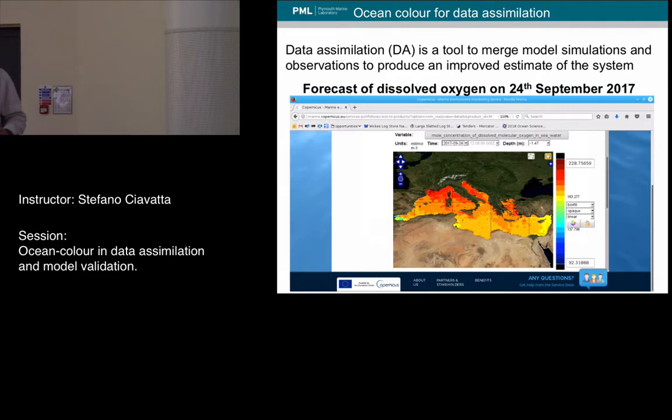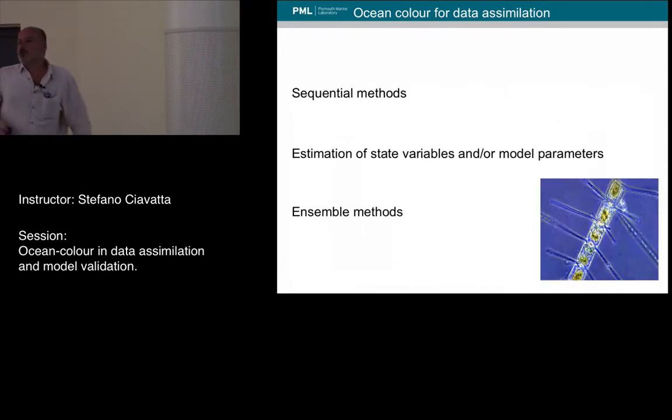So we already have the possibility to produce forecasts of the system, and this is the CMEMS product, the Copernicus Marine Environment Monitoring Service. I don't remember the acronyms, but in Europe, for example, we already have predictions of the state of the biogeochemistry in the shelf seas produced operationally. So, what is data assimilation, how can we apply it, and a little bit of methods.